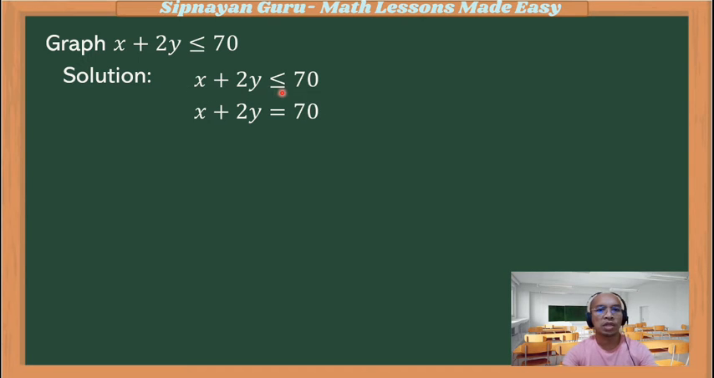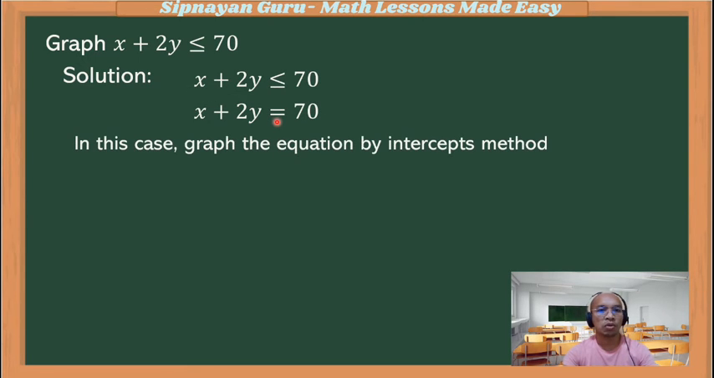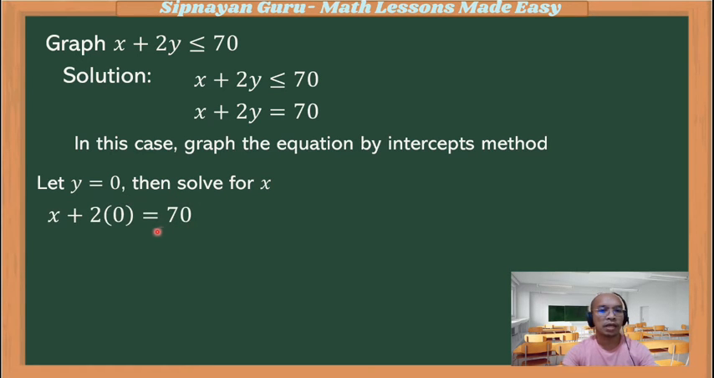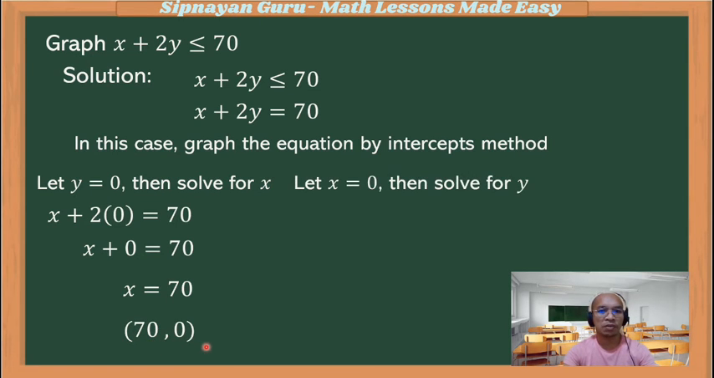First, we're going to change this inequality sign to equation, and we will graph this using the intercept method. So let y be equal to 0 and solve for the x-intercept. So this would be x plus 2 times 0 equals 70. So this would be x is equal to 70. So our x-intercept is 70 and 0.